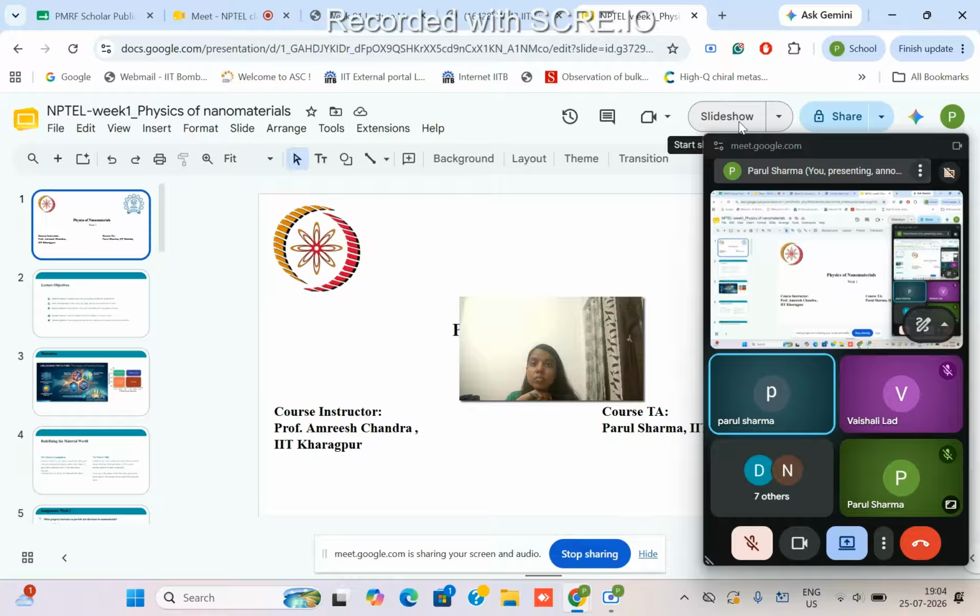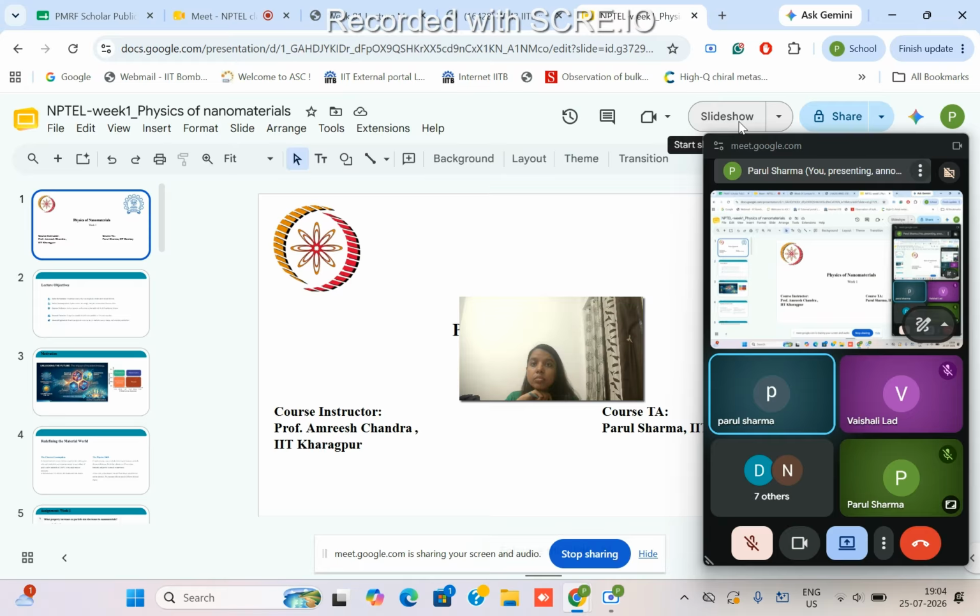Then sensitivity. We are making the ultra sensitive sensors, and high sensitivity to environment is the basis of biosensors. So we are dealing with the nanomaterials for making these highly sensitive sensors.